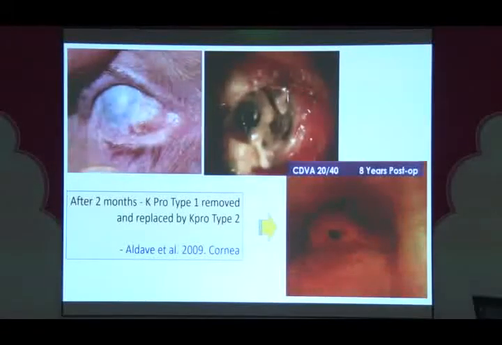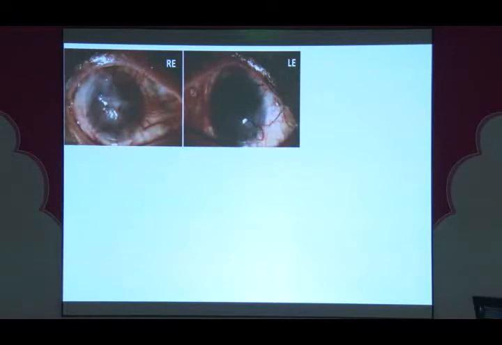This is one of the Aldave's cases. You see that, again, experience is very important. So he did type 2 later on. This is one of my cases. You see the patient's right eye, left eye.